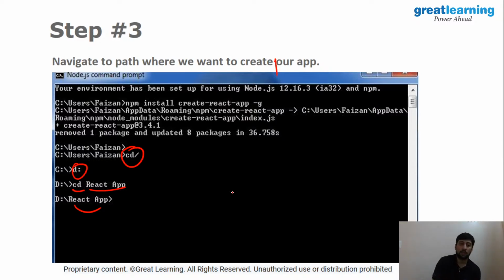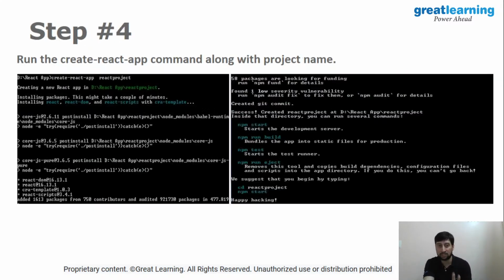Cool. So once you have navigated to that react app, the fourth step is that you create the command along with the project name. So how do you do that? First you will write create react app.